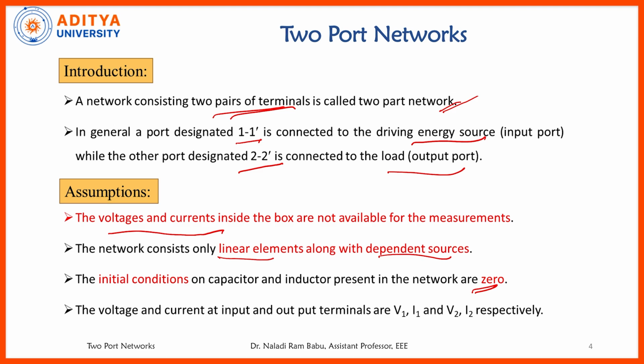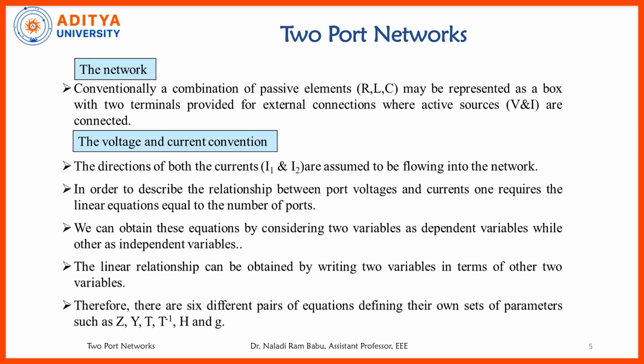Previously we have discussed that the initial condition on the capacitor is Vc(0+) equal to Vc(0-) equal to 0. Likewise for the inductor also, the initial condition is 0. The final assumption is that the voltage and current at the input and output terminals are V1, I1 and V2, I2 respectively.